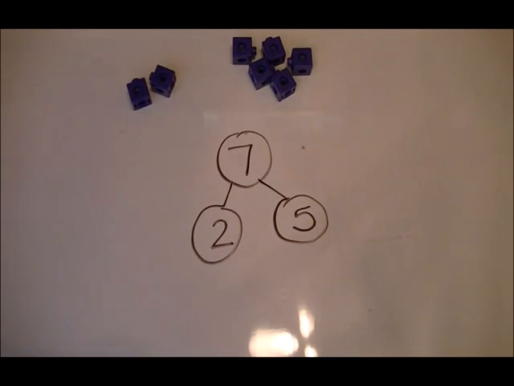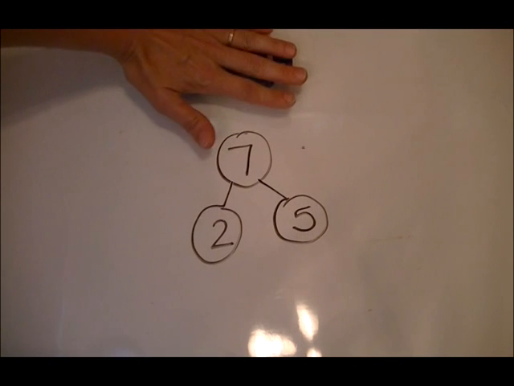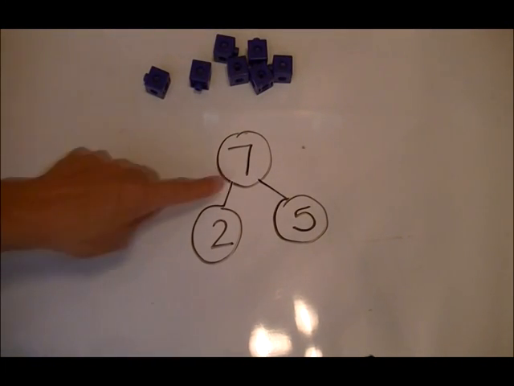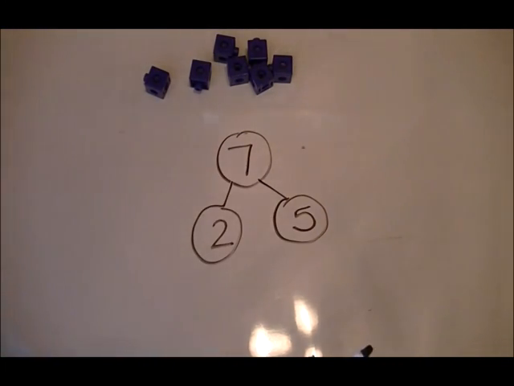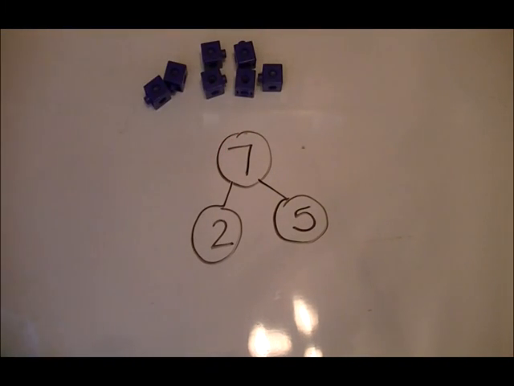So this number bond is written like this. You have the whole thing. All of this together was 7. But then you can break it up into 2 parts. A 2 and a 5. Now we could have broken this up in different ways. You can break this 7 up into different ways.